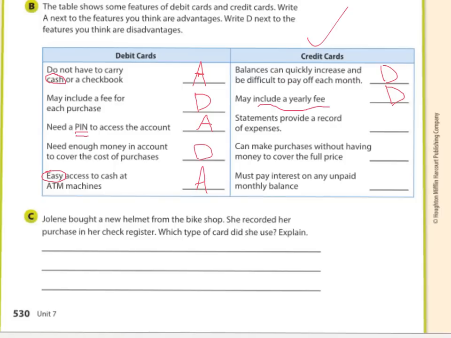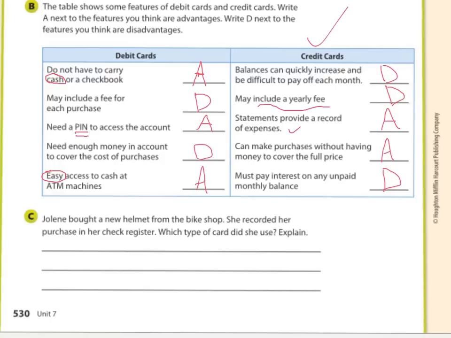Boo! Statements provide a record of expenses. That's a good thing so you can see what was purchased. Can make purchases without having money to cover the full price. That's good in case you don't have the money and you need something, like someone stabs your tires and you don't have enough money to pay for them. Well, you can go get new tires and pay off a little bit at a time. Must pay interest on any unpaid balance. Boo!